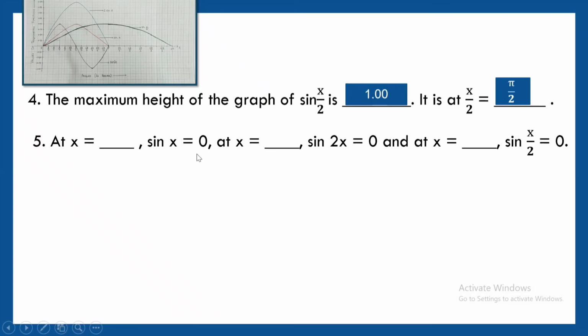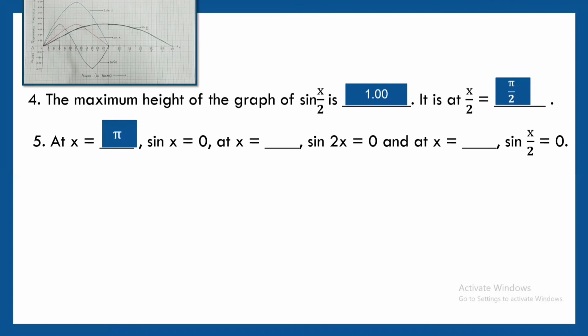At x equal to dash, sin x is equal to 0. Let us find out at what value sin x is equal to 0. Sin x was this curve, isn't it? So it is 0 at x equal to 0 and x equal to pi. At x equal to 0 or x equal to pi, I could have written any one. Sin x is equal to 0.